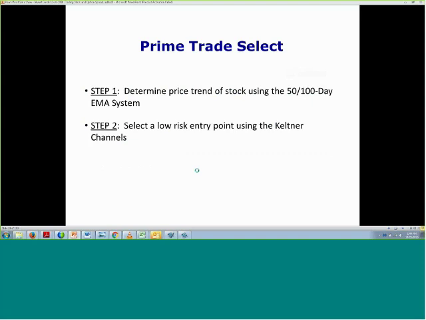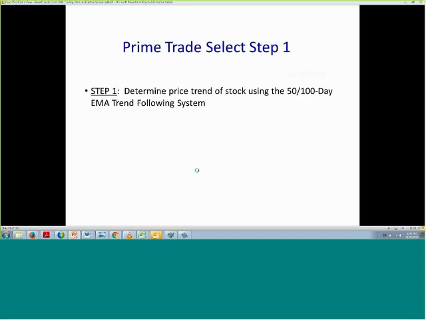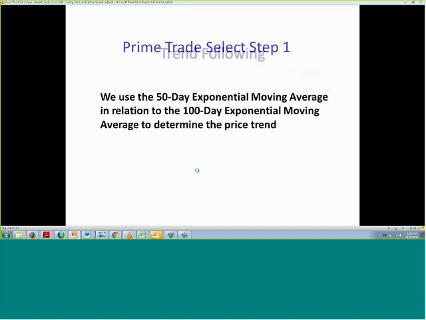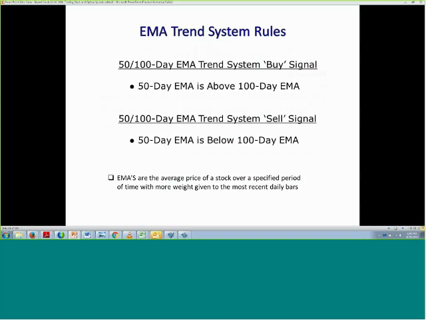The first rule is we want to determine the price trend of a stock using the 50 and 100-day EMA, exponential moving average. And then step two is we want to select a low-risk entry point using the Keltner channel. So we use the 50 and 100-day exponential moving average to determine the price trend. And if the 50-day exponential moving average is above the 100-day exponential moving average, then that stock is on a buy signal. And if the 50-day EMA is below the 100-day EMA, then that stock is on a sell signal.